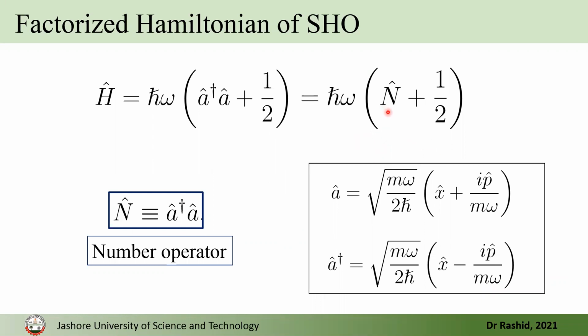N hat is the number operator, and A hat and A hat dagger are defined as these equations. Here we call the A hat the annihilation operator, and the A hat dagger the creation operator. The A hat is also called the lowering operator, and the A hat dagger is also called the raising operator.